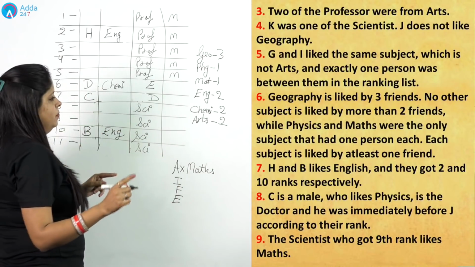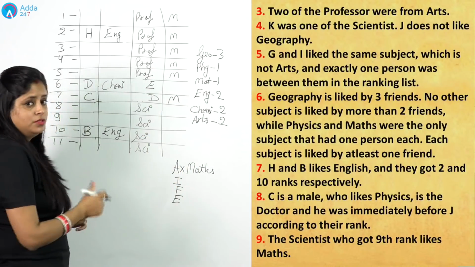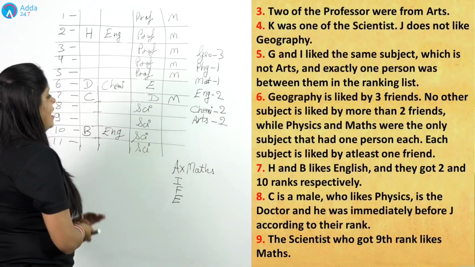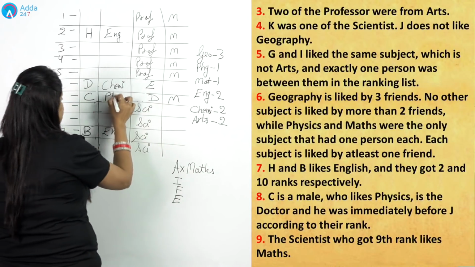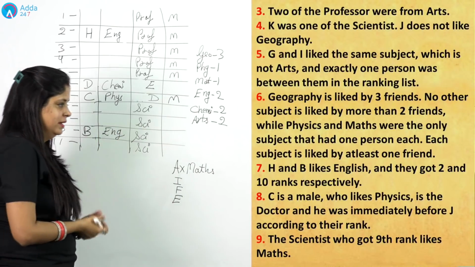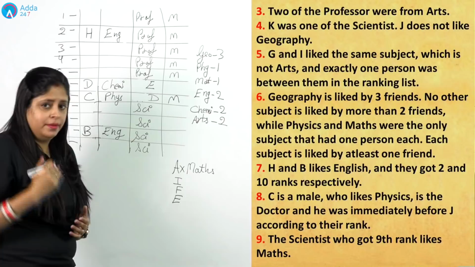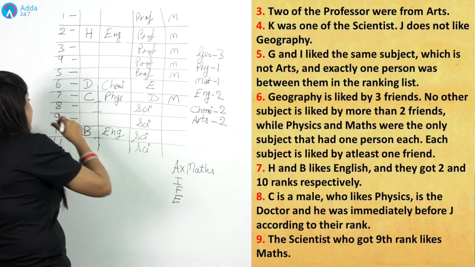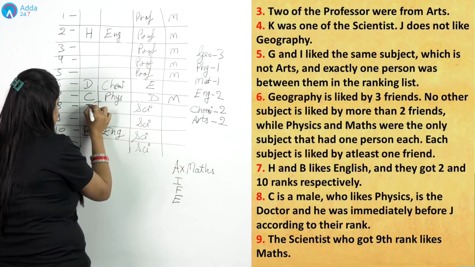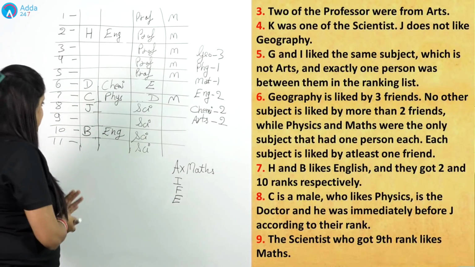And one more piece of information: C is a male. So I wrote it down here, the gender also, C's gender is male. And the subject is also clear, the subject is physics. One more piece of information is given there, and he was immediately before J according to their rank. C is immediately before J. So C is before J. Fine, we are done with this.